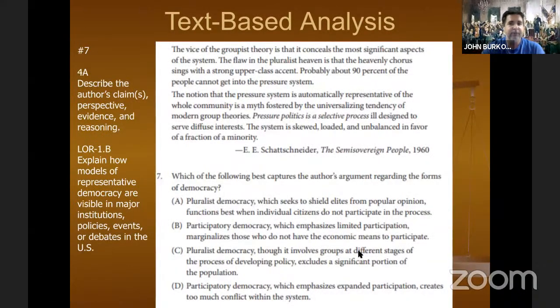C: pluralist democracy, though it involves groups at different stages of the process of developing policy, excludes a significant portion of the population. This seems consistent with the argument here, especially skewed, loaded, unbalanced in favor of a fraction of a minority. Ding! All right. And then, of course, D: participatory democracy, which emphasizes expanded participation, creates too much conflict within the system. But is that really what his argument is going at? C is going to be your best answer.